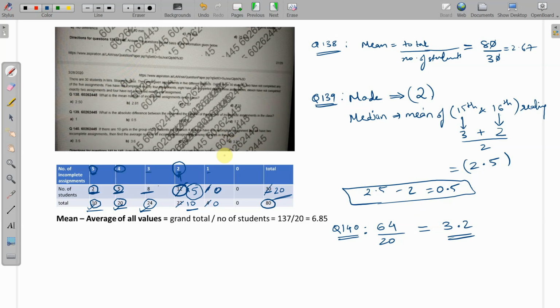That is option D. So I believe you have gained some clarity after this video while solving questions based on mode, median and mean. I hope this helps.